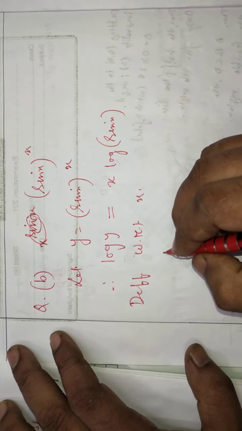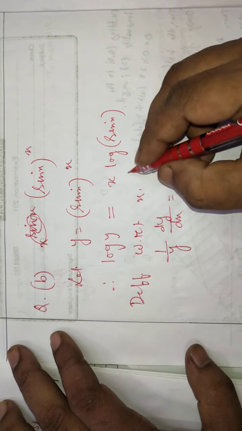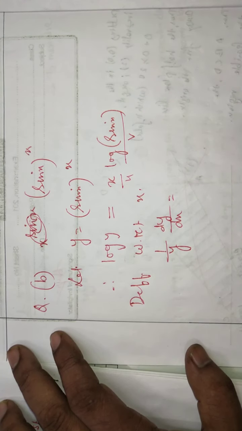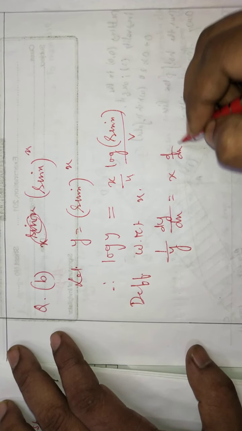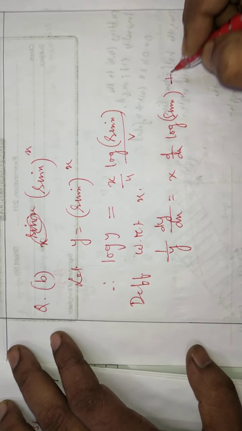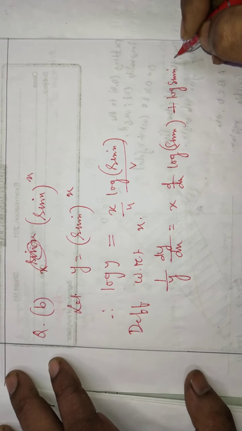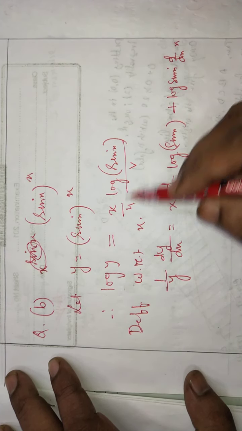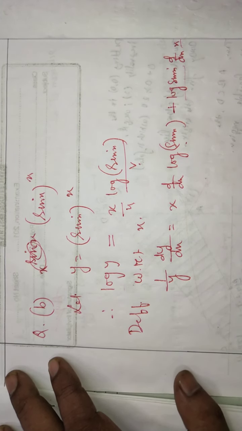Okay, after taking log, then differentiating both sides with respect to x, you will get 1 by y into dy by dx, and here there are two functions. One is u and the other is v. So d/dx of u into v means u, which is x, into d/dx of log sin x plus log sin x into d/dx of x. Here I am using the formula u into d/dx of v plus v into d/dx of u. Okay, I hope you understand.